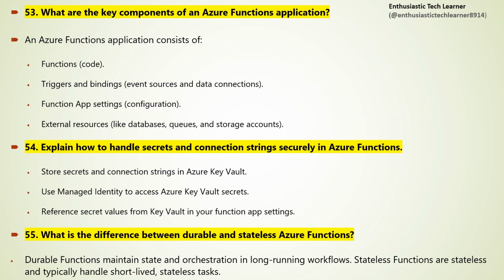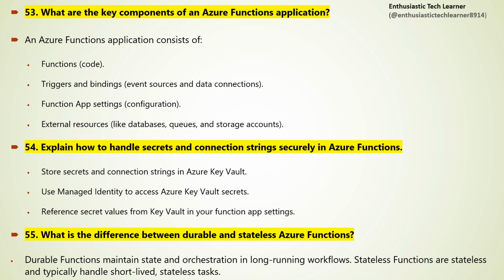What are the key components of an Azure Functions application? An Azure Functions application consists of functions code, triggers and bindings, event sources and data connections, function app settings, configuration, external resources like databases, queues, and storage accounts.